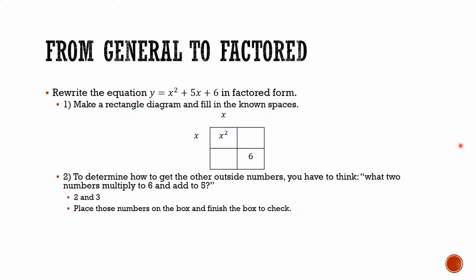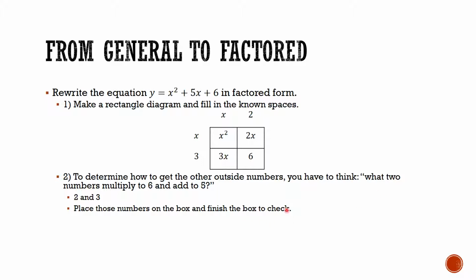So now you place those numbers in the box or on the side of the box and then finish it. So I put the 2 and the 3 here. Notice that I'm done putting pluses. If it's positive, I'm lazy enough that I don't put positives. If it's negative, I do put the negatives, obviously. So then I finish. X times 2 is 2x, 3 times x is 3x.